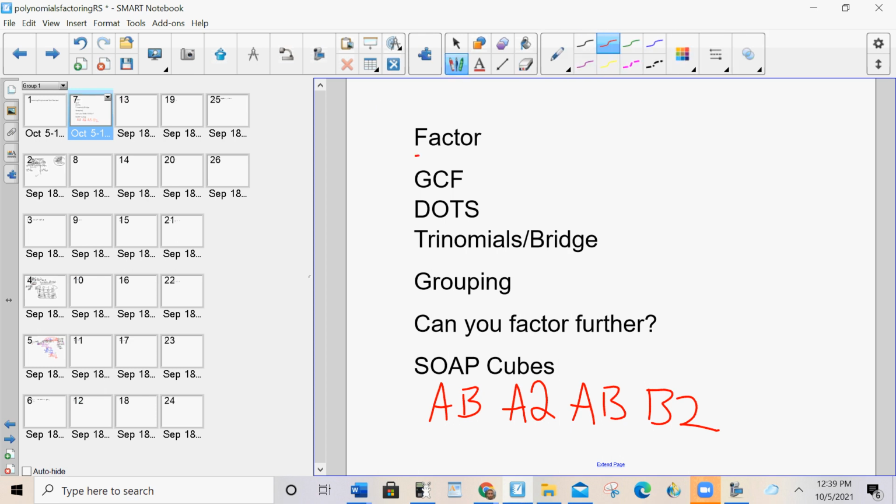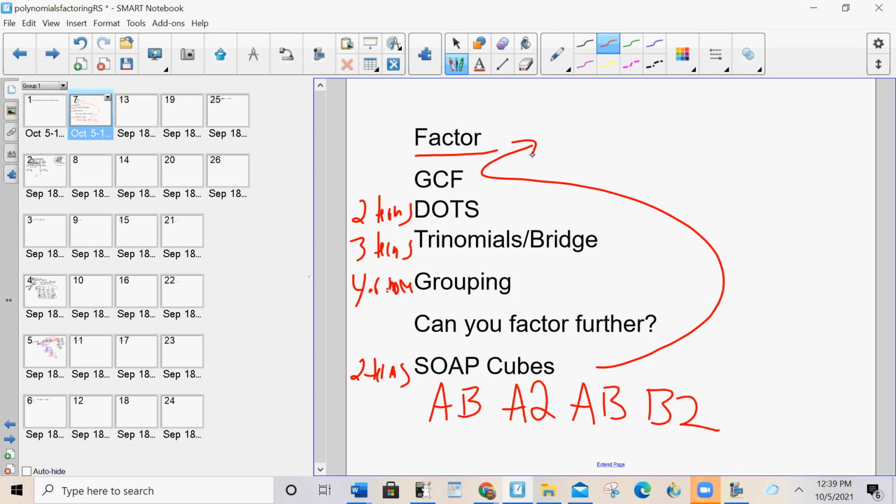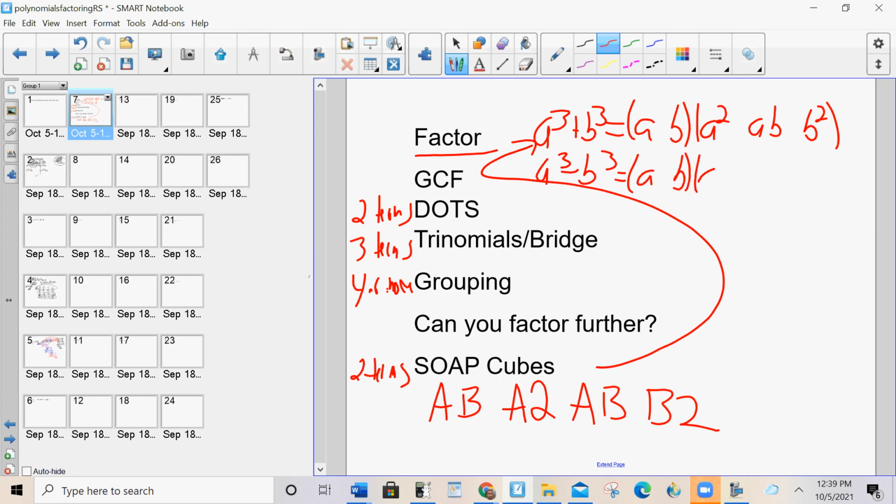Whenever we're factoring, the first thing we need to look for is a GCF. If there's two terms, it could be DOTS. Three terms is a trinomial. It might be bridge. Four or more is grouping. Cubes is also two terms, and the formula for cubes is AB, A squared, AB, B squared, whether it's plus or minus.